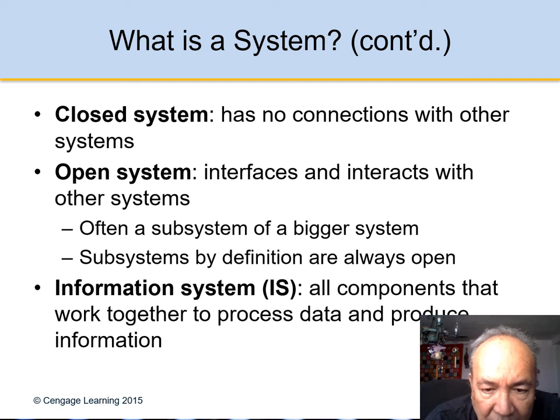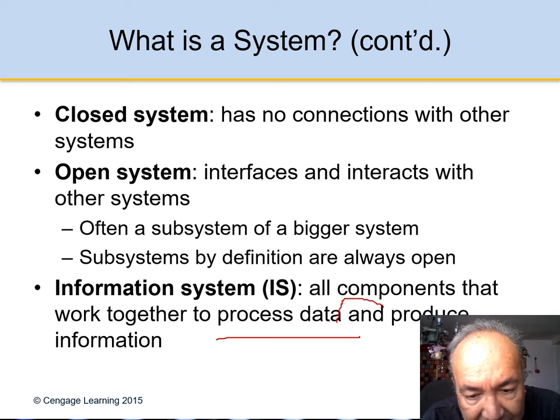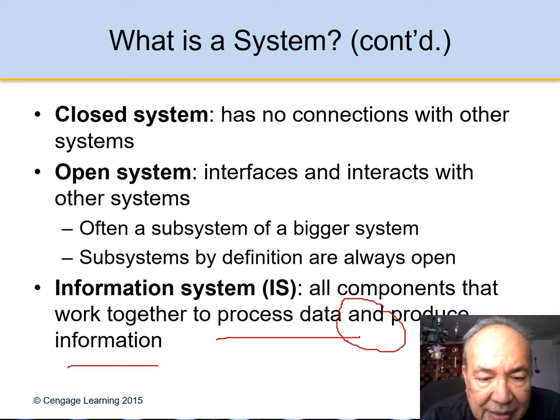A system also can be a closed system, which has no connection with other systems. An open system interfaces and interacts with other systems. So there are closed systems and there are open systems. Now, information system: all the components work together to process data and produce information. So what is the purpose of the information system? To supply or produce information. Process data and produce information. That is the purpose of the information system.